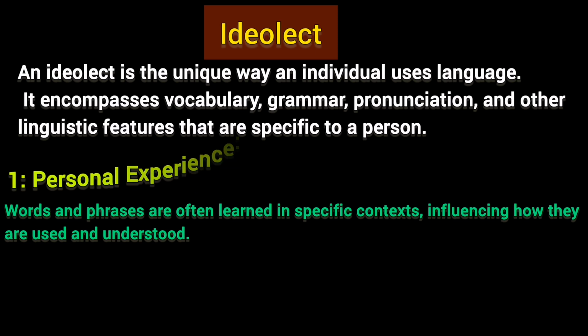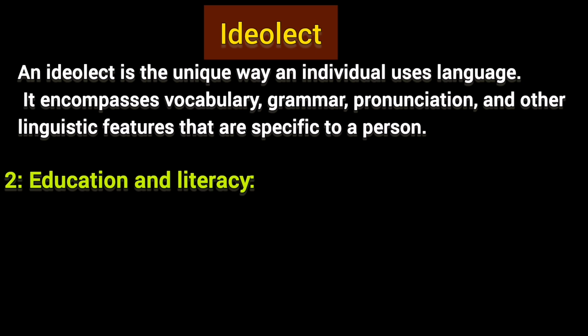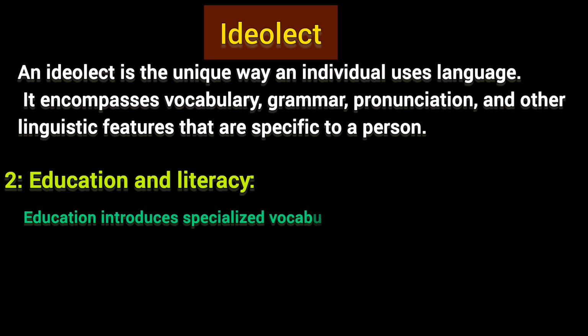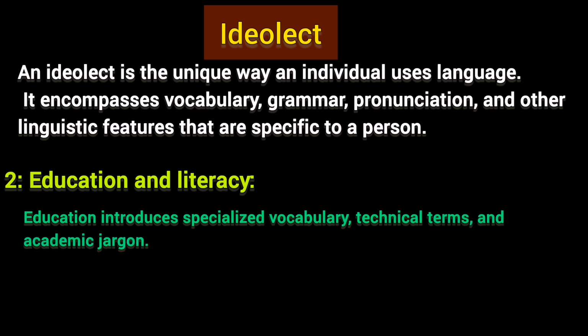The next point is education and literacy. This is also one of the main reasons that can cause an idiolect to develop. Basically, as you know, education introduces specialized vocabulary, technical terms, and academic jargon. You should also know that the language of an educated person is different from an uneducated person. Simply, education and literacy are also one of the main causes of developing an idiolect.